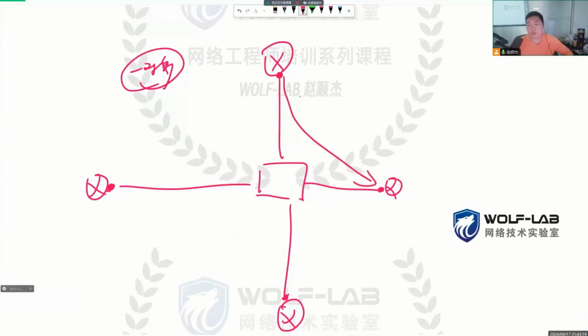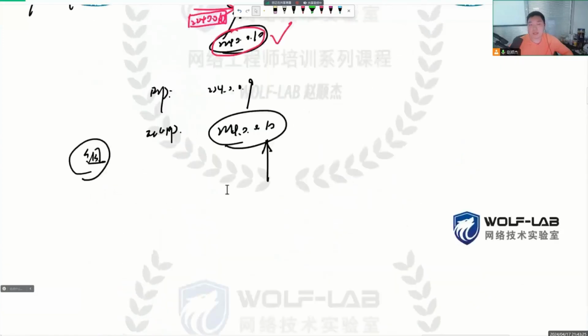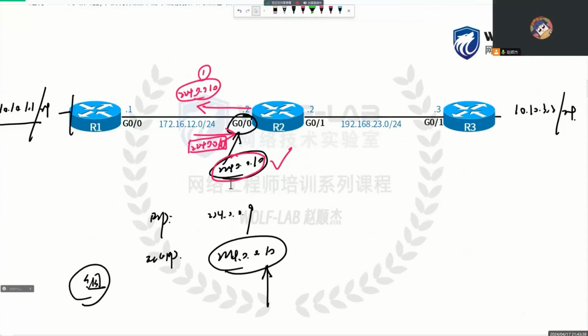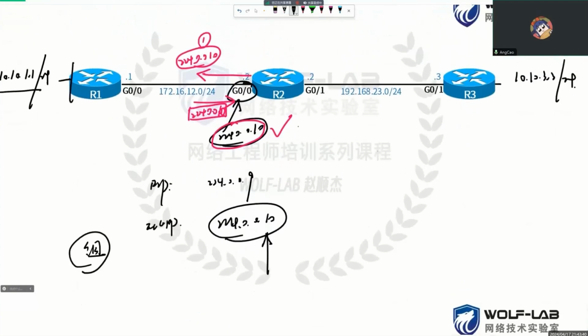Of course, for example, I also run EIGRP, but I only want to build a neighbor with you, only between the two of us. Then it can be done. We will talk about it later. Under default conditions, EIGRP sends hello packets by multicast. Later, we will talk about sending hello packets by unicast: I only build a neighbor with you, only send you hello packets, and you send me hello packets.